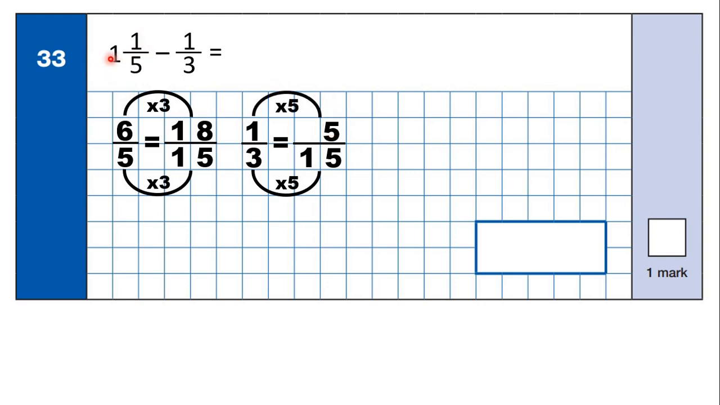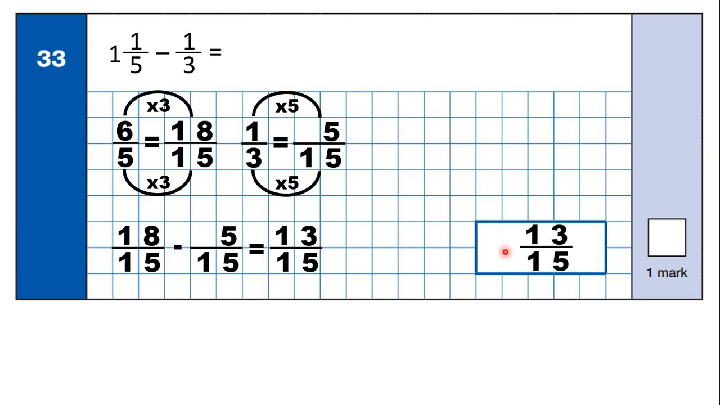So instead of 1 and 1/5 or 6/5, we can write 18 over 15. And instead of subtracting 1/3, we can subtract 5 over 15. So we leave the denominator the same, and 18 minus 5 is 13. So our answer is 13 over 15.